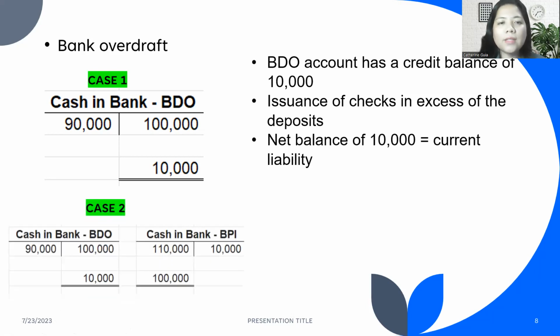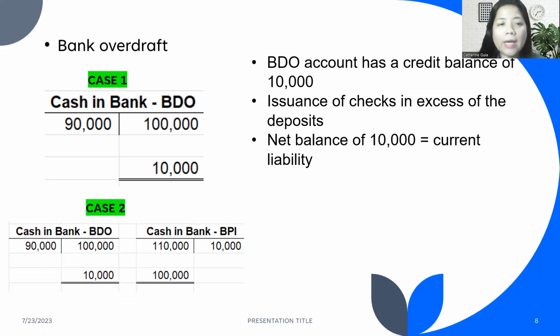Okay, another case is when you have an account in one bank and another account in another bank. So let's say aside from BDO, you also have an account at BPI. So for BDO, the same as in our case one, you have a net credit balance of 10,000, and that is a current liability and overdraft. Then you also have here a cash in bank BPI, a debit of 110,000 and a credit of 10,000 with an ending balance of 100,000, or a net debit balance of 100,000.